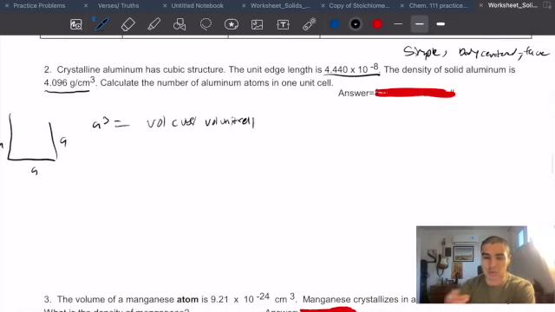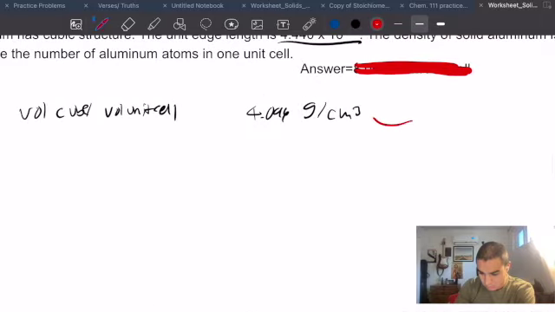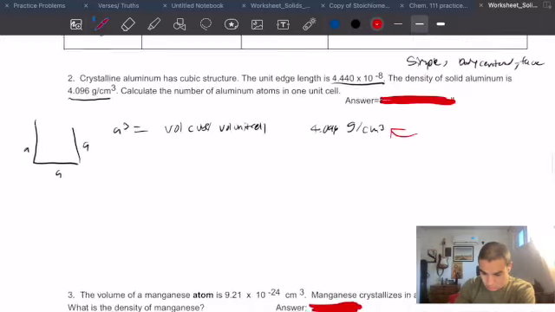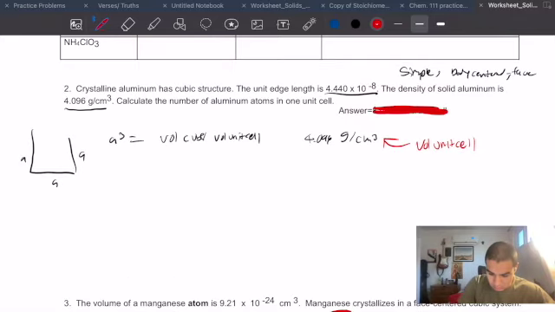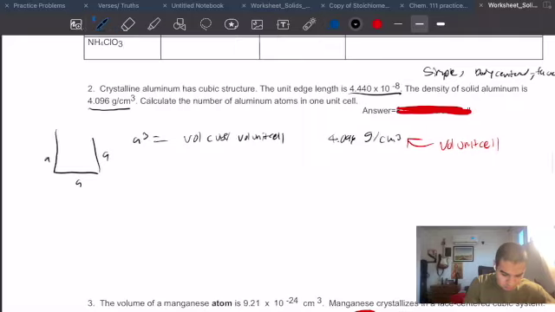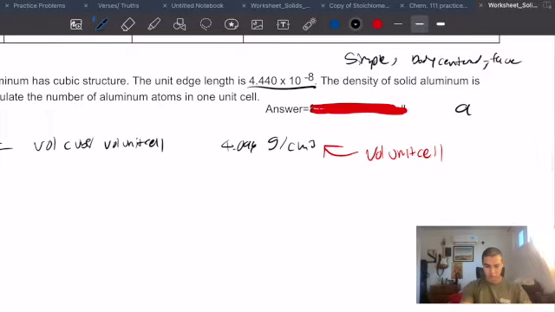And what we also know is the density, 4.096 grams. So what I'd like to think of is this unit here is essentially the volume of the unit cell. And also, if we're going to convert to atoms, we know that we need to go through the molar mass here. So immediately I'm thinking, okay, my answer is going to end up with atoms per unit cell.